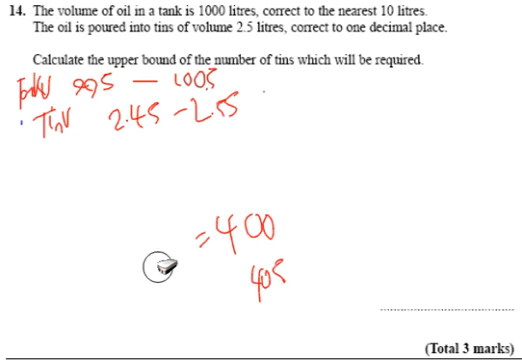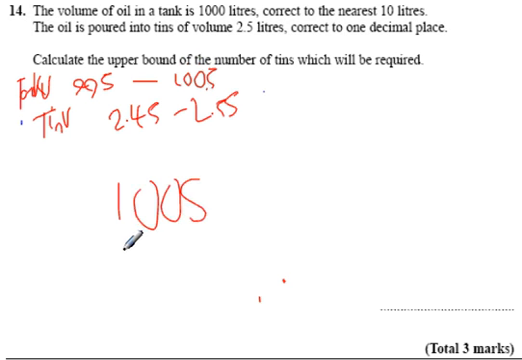We need to know that the volume of oil could be anything between 995 and 1,005. The tin volume could be anywhere between 2.45 and 2.55. So what's the most amount of tins we could possibly need based on that information? It's going to be the highest amount of oil that there could possibly be divided by the smallest capacity of tin. That will give us the most outcome. And basically, if we're looking for the upper bound for a result and we're doing a division, we want the biggest possible number on top, we want the smallest possible number on the bottom.